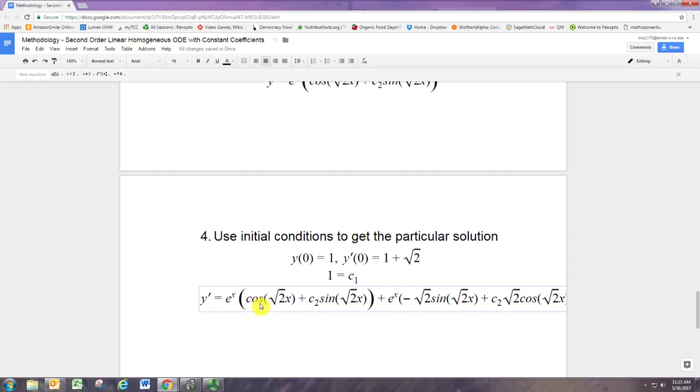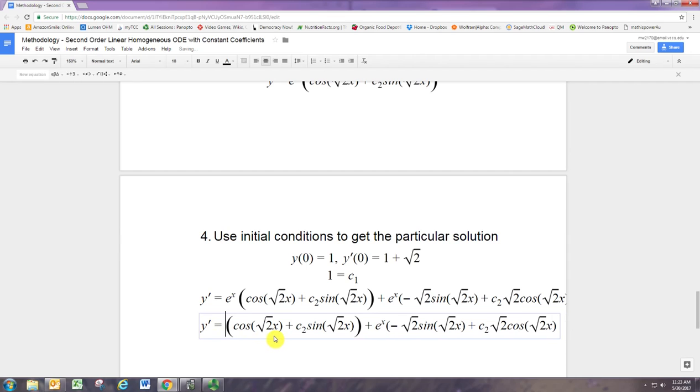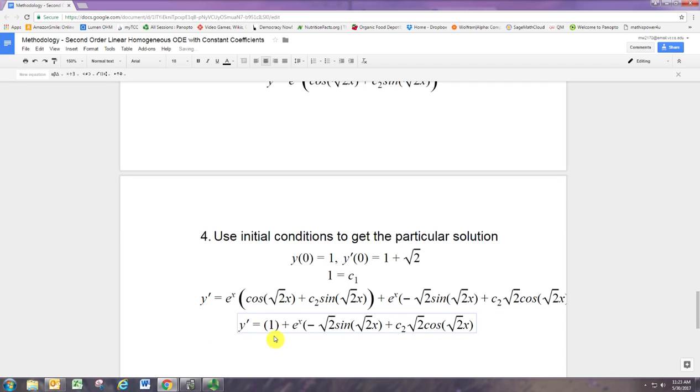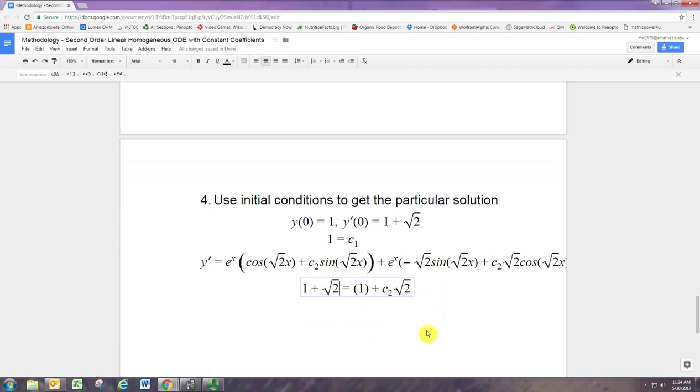Now, we can substitute the initial condition that when x is 0, y prime is 1 plus square root of 2. So this gets a lot simpler when x is 0. Because the exponential goes away, and cosines will go to 1, and sines will go away completely. So that's just a 1 from the first part, and this goes away, and then that's going to be 1 there. So the right-hand side would look like 1 plus C2 square root of 2, and the left is 1 plus square root of 2. And so you can obviously see that C2 is also 1.